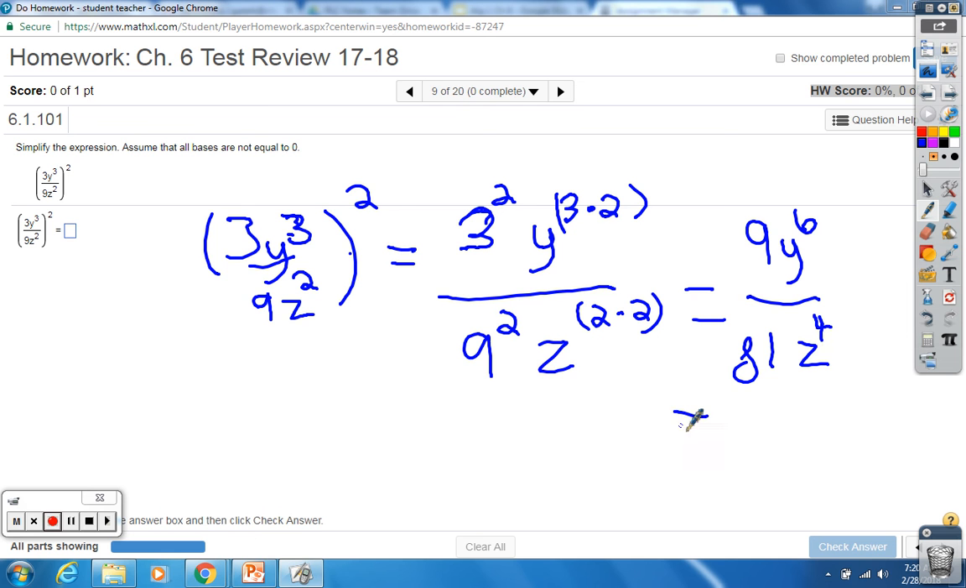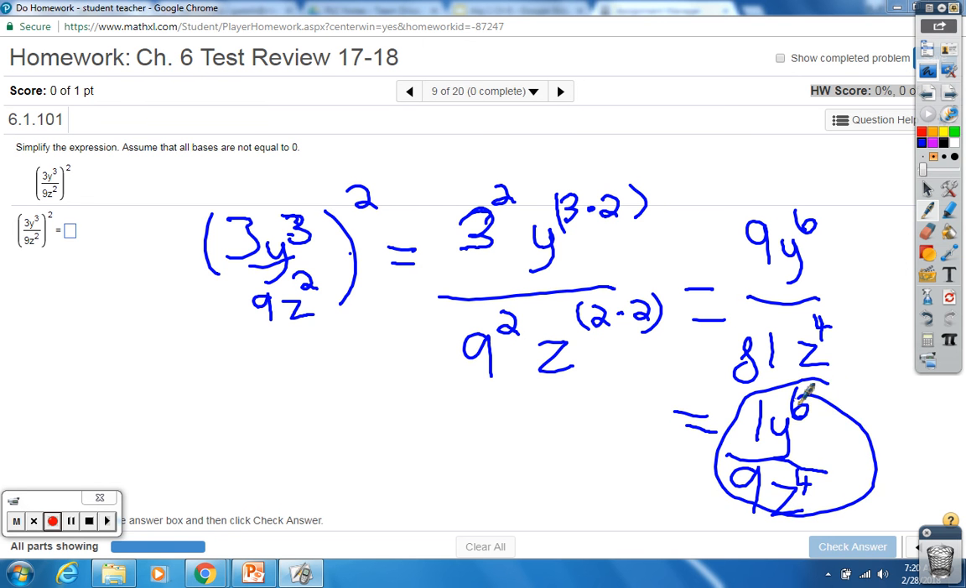But we couldn't leave our answer like that because we can simplify the coefficients here. So 9 over 81, that can simplify. And we can divide both the top and bottom by 9. So that'll leave us with 1 on the top, 1y to the 6th. Then it'll leave us with 9z to the 4th. And technically, MathLab may not want that 1 there, but I just put it there just so you guys can see where that 9 went.